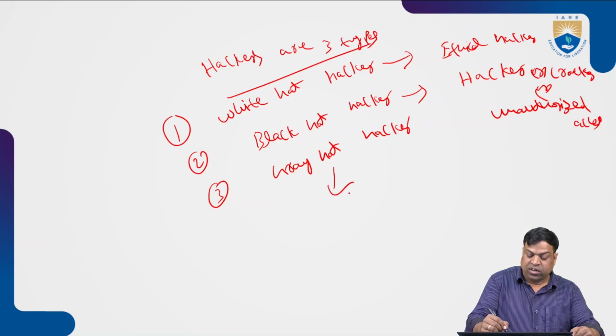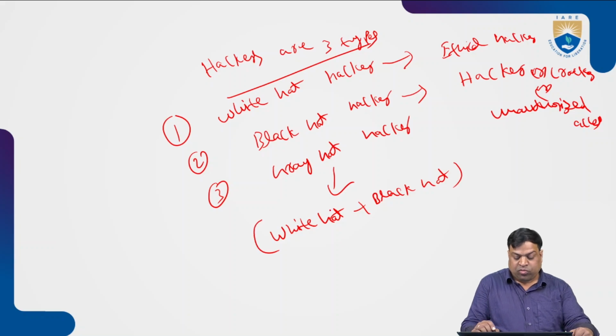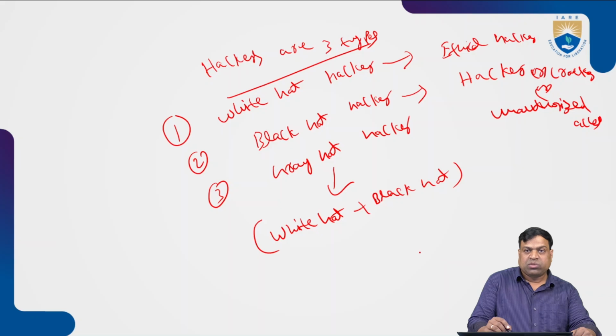Here the grey hat hacker is the combination of white hat plus black hat hacker. What is the meaning of that? Sometimes he will work as a white hat and sometimes he will work as a black hat. So for the organization only, he will work as a white hat or black hat.